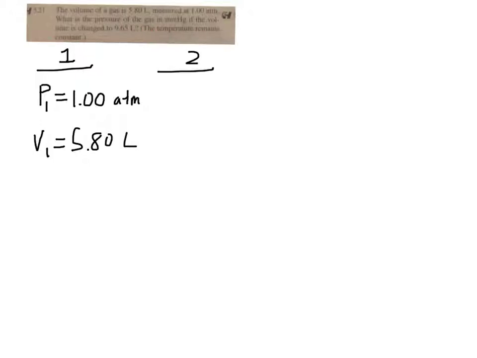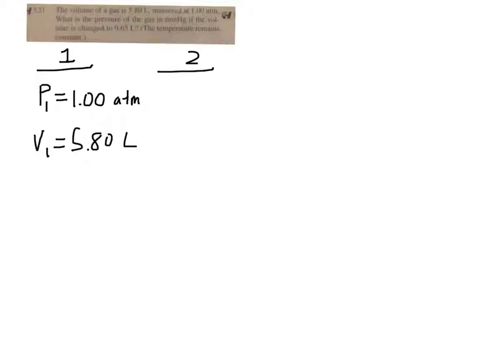And then notice that it says temperature remains constant. We could always write T1 and T1 not changing, but because temperature remains constant and we're working with pressure and volume, we know this is going to be a Boyle's law problem. So don't worry about temperature. We don't need it.